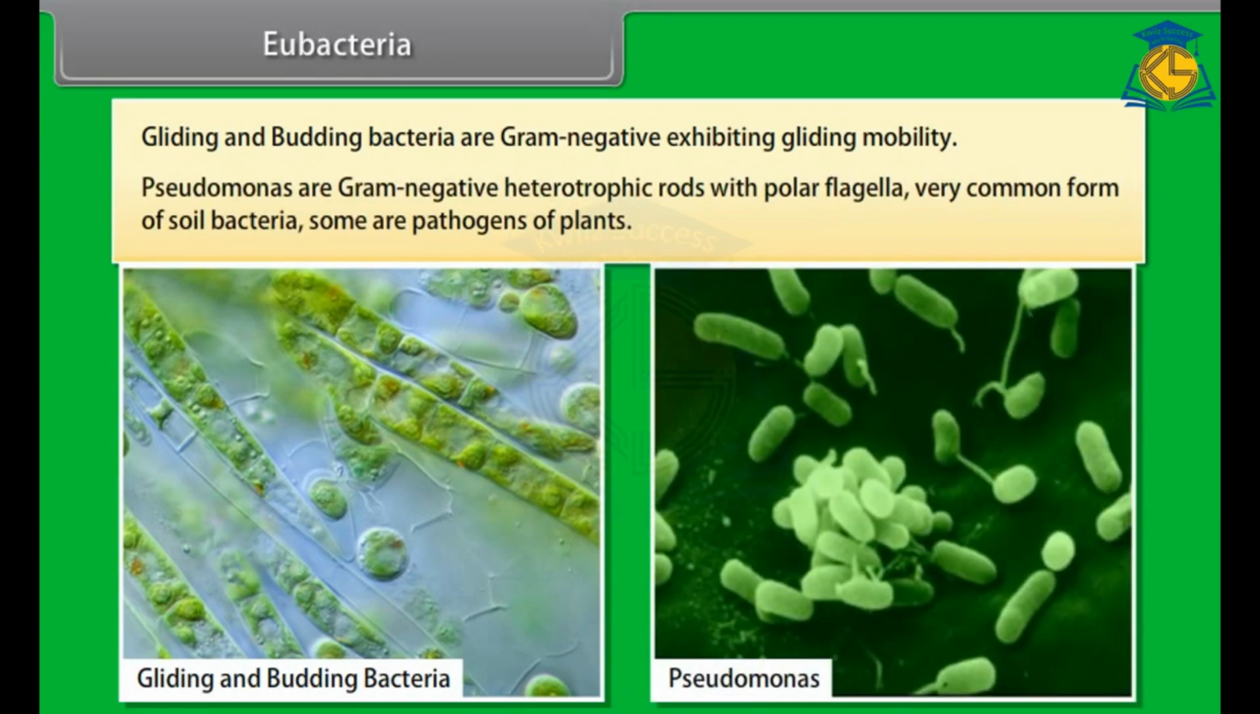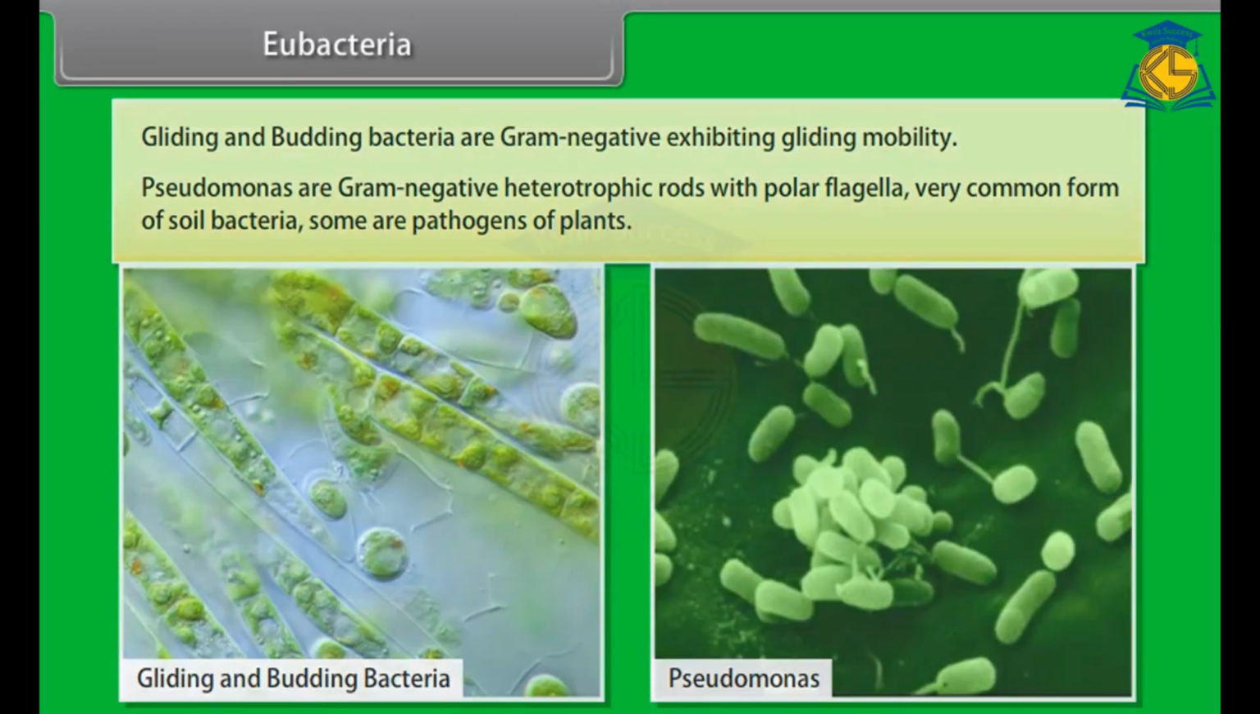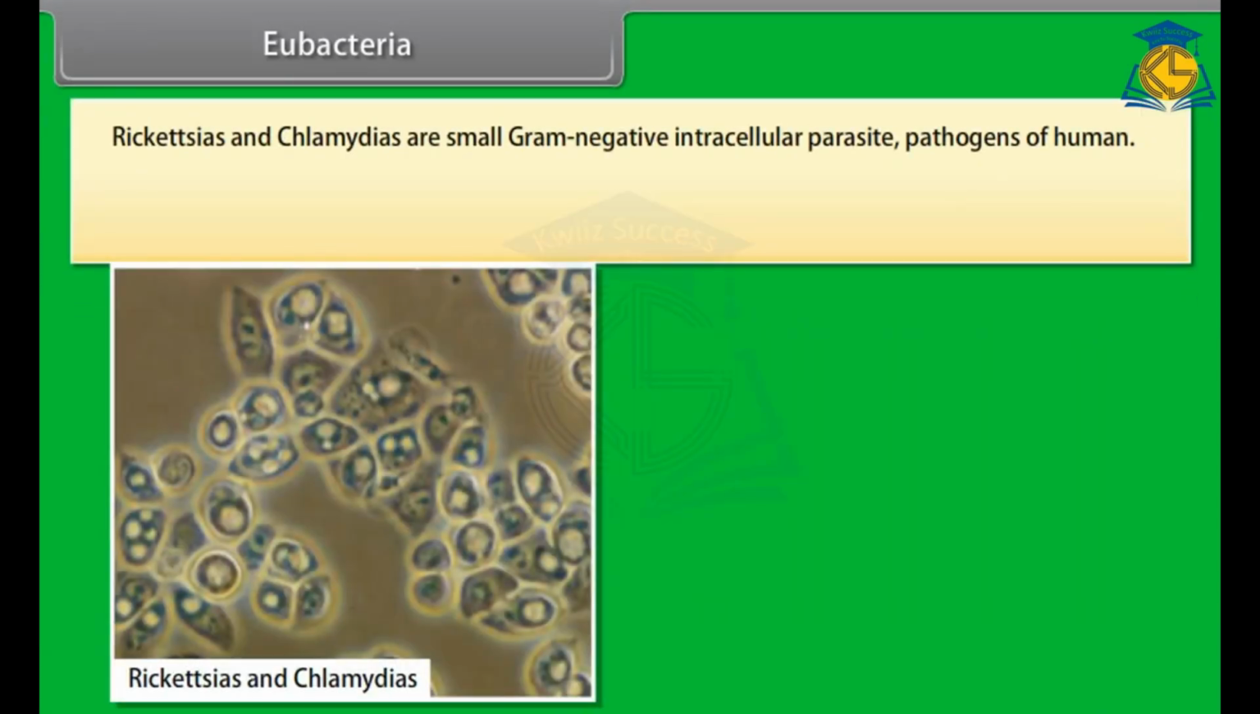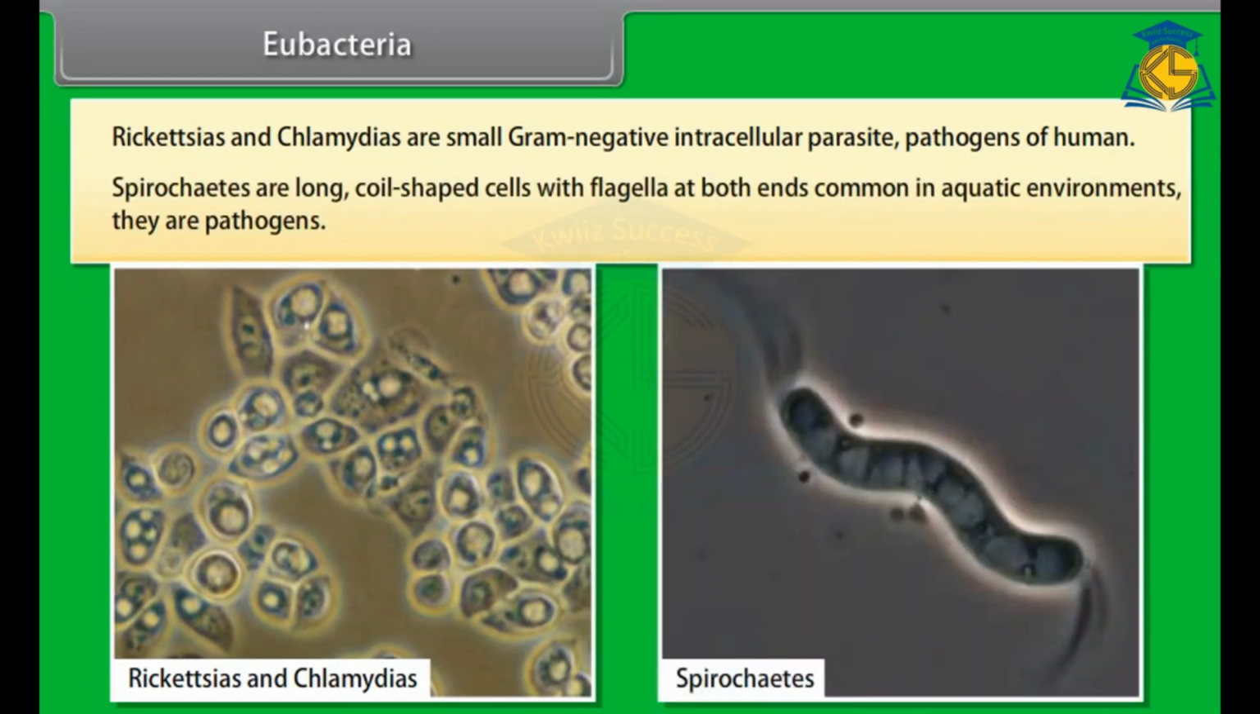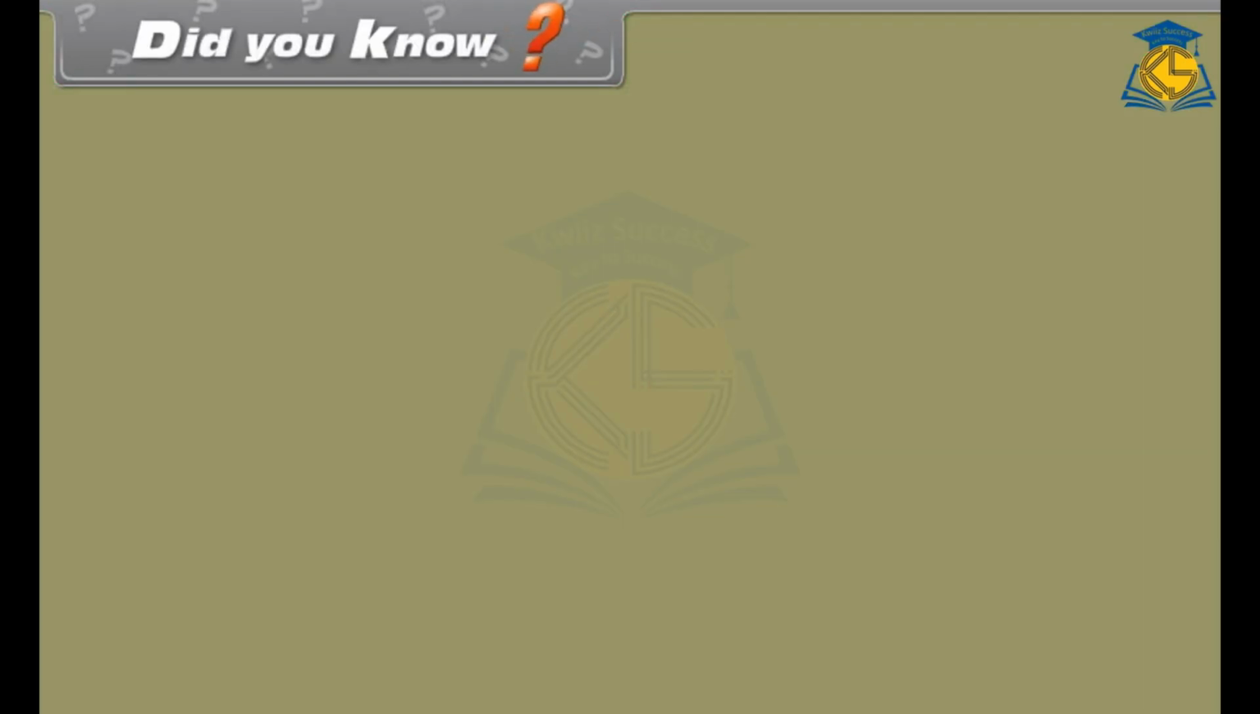Pseudomonas are gram-negative heterotrophic rods with polar flagella, a very common form of soil bacteria. Some are pathogens of plants. Rickettsias and Chlamydias are small gram-negative intracellular parasites, pathogens of humans. Spirochetes are long, coiled-shaped cells with flagella at both ends, common in aquatic environments. They are pathogens.